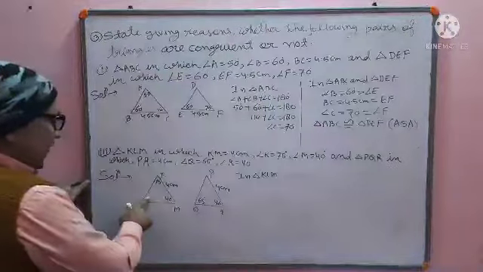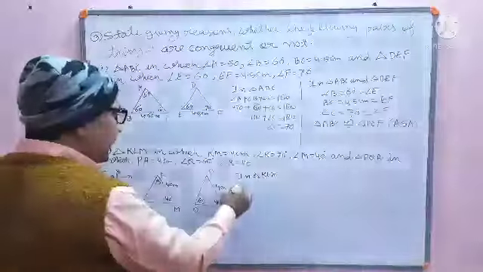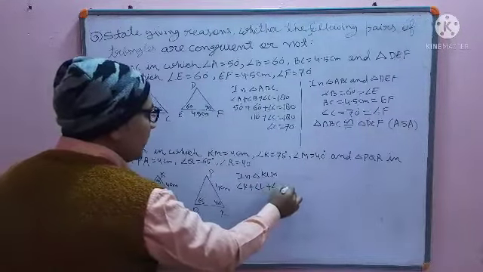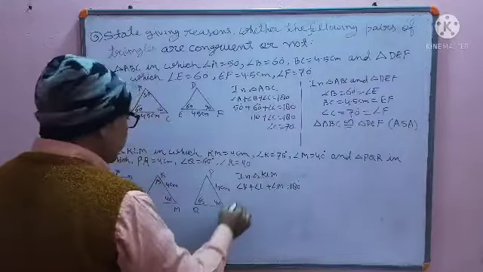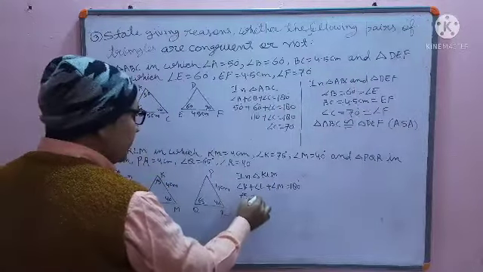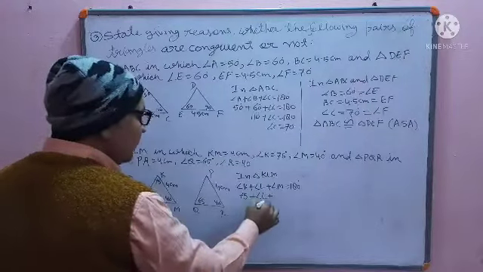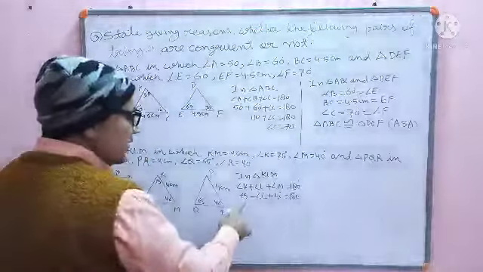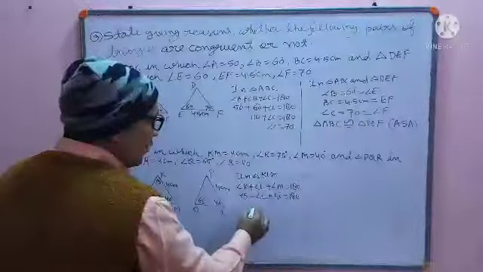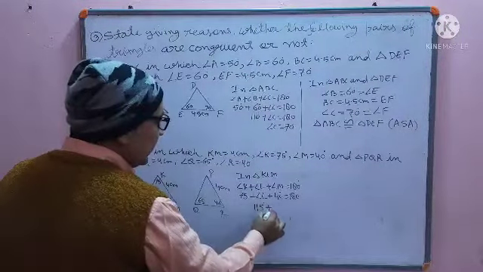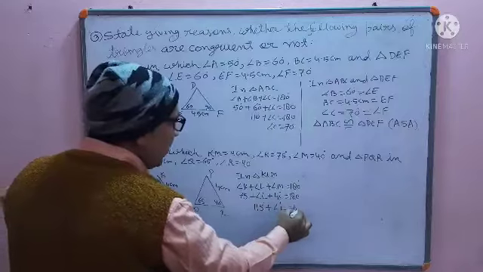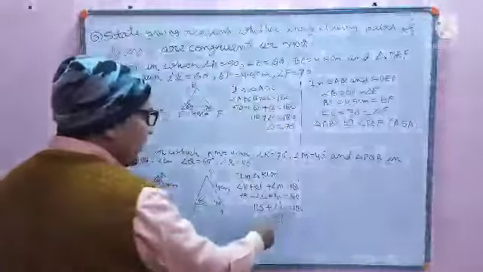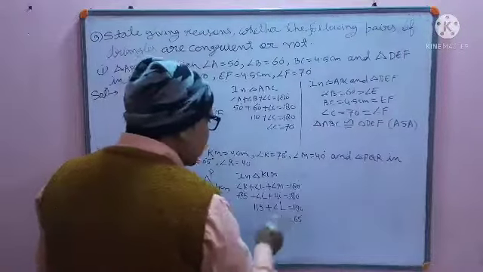First we will find the angle L in this triangle. So in triangle KLM, angle K plus angle L plus angle M is equal to 180 degrees. K is 75 degrees. Angle L is not given. Angle M is 40 degrees. So 75 plus 40, how much? 115 degrees plus angle L is equal to 180 degrees. So angle L is equal to 180 minus 115, that is 65 degrees.